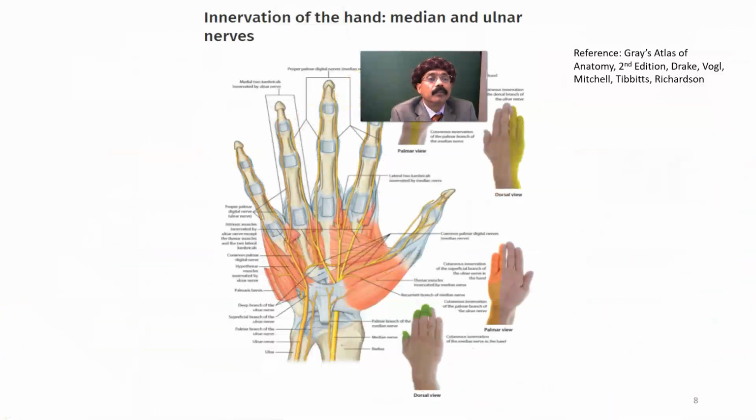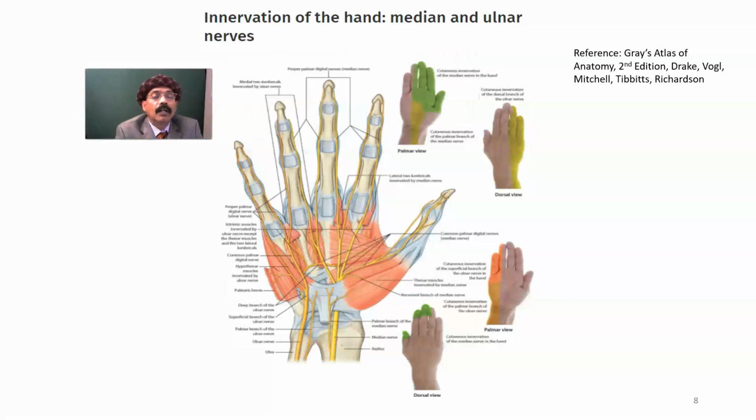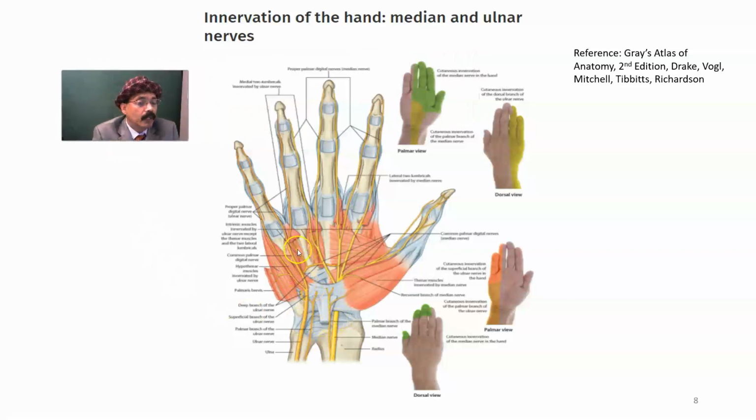Okay, innervation of the median and ulnar nerve. Yes, the ulnar nerve supplies most of the muscles, but the thinner muscles, abductor pollicis brevis, flexor pollicis brevis, and opponens pollicis, are innervated by the median nerve. Adductor pollicis is innervated by the deep branch of the ulnar nerve. All the hypothenar muscles are innervated by the ulnar nerve.